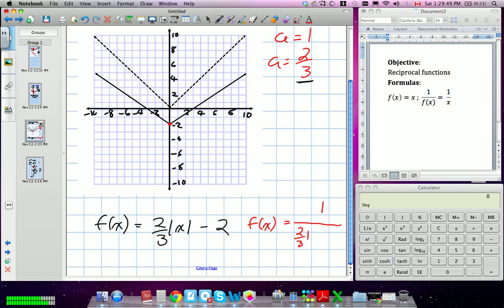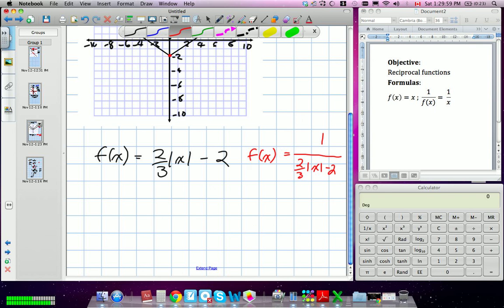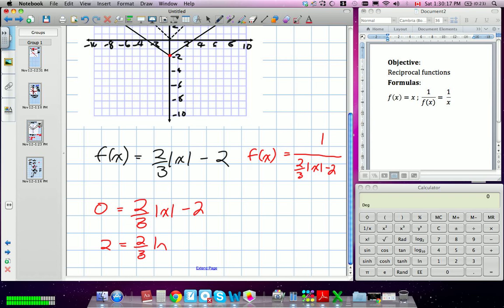So in other words, we set 0 equal to the bottom, or the denominator. So we have 0 equals 2 over 3 absolute value of x minus 2. We're going to bring the 2 to the other side, so that becomes positive 2. We have 2 over 3 times the absolute value of x, and technically we need to multiply this by 3 and then divide by 2. In other words, we need to flip the fraction when we bring it to the other side. Does the idea make sense?